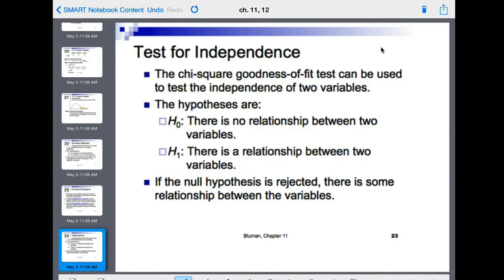The hypotheses are as follows. The null: there is no relationship between the two variables. The alternative: there is a relationship between the two variables. Not too hard of a hypothesis. If the null hypothesis is rejected, there is some relationship between the variables.